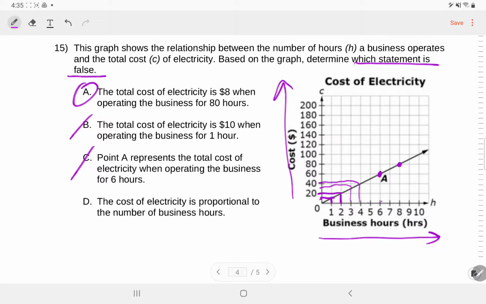And the cost of electricity is proportional to the number of business hours. Remember, proportional means that it's a straight line and it goes through the origin. This problem does have a straight line and it does go through the origin, so it's not D. So our final answer is A, number 15.